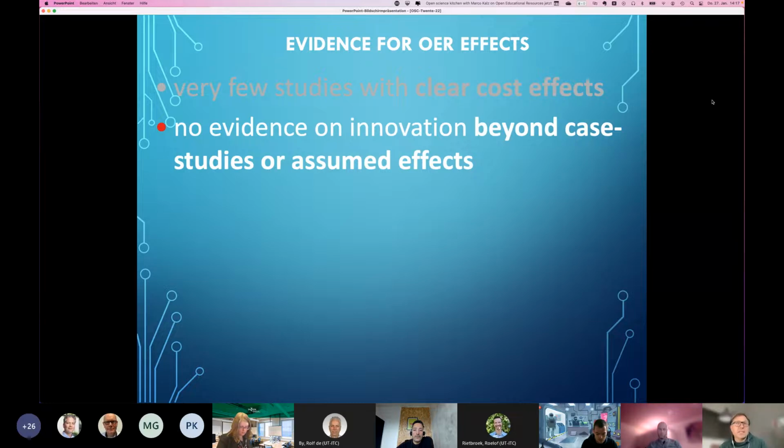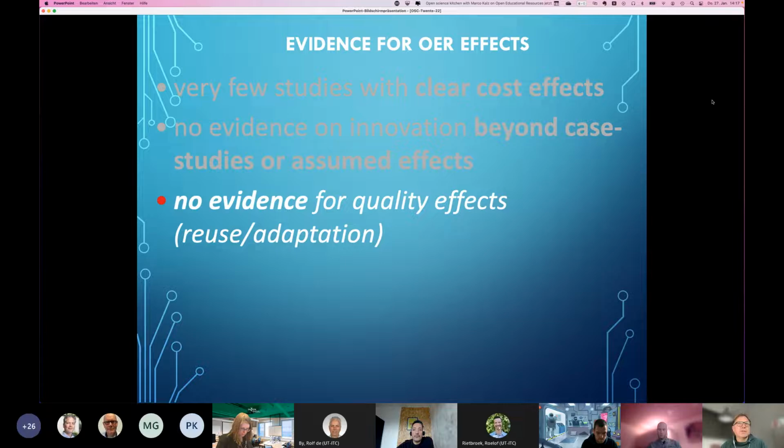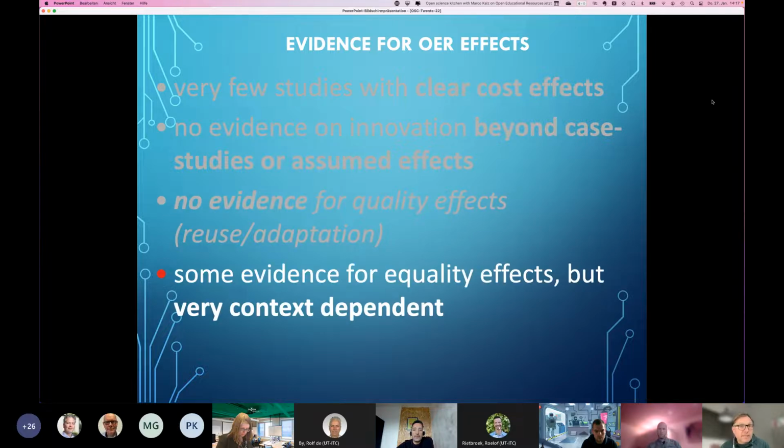There is little evidence in studies beyond case studies or assumed effects on any innovation factors coming from OER implementation. I would say there's also no evidence for quality effects through the reuse or adaptation. But there is some evidence for equality effects, but very context dependent. For example, there are several studies in which you could show that if you offer open education resources in economies which cannot afford traditional publications, that this can, of course, increase access effects and improve the situation for learners.